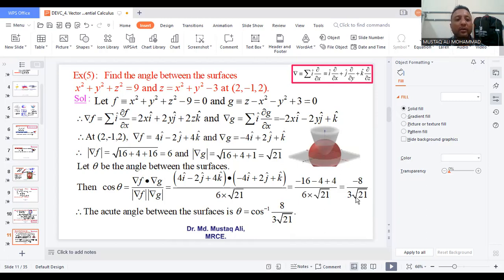So here, what is the general formula for the angle between the surfaces? Suppose theta is the angle, then cos theta equal to del f dot del g by magnitude of del f and magnitude of del g. Where f and g are the two given surfaces, we have to find the angle between these two surfaces. The angle between the surfaces is equal to the angle between the normals. So we find the angle between the normals so that we get this.